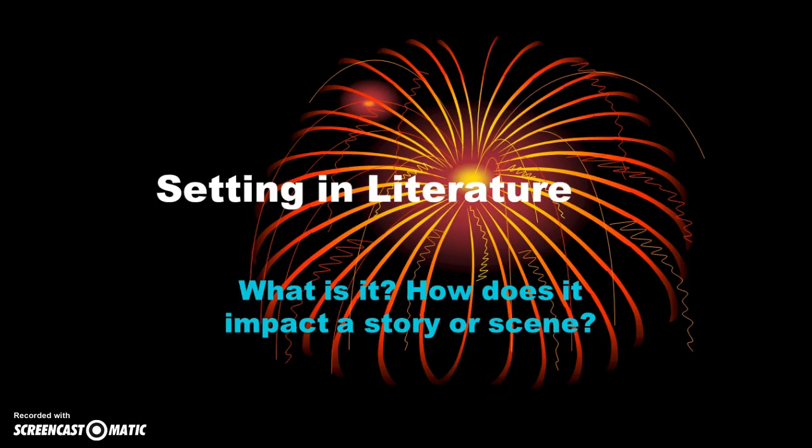Characters, plot, setting, theme, conflict. These are the five things. All right, setting is one of the five elements of a narrative, and we are going to study that one. Eventually, we will get through all and learn about all character, plot, setting, theme, conflict. These are the five things.